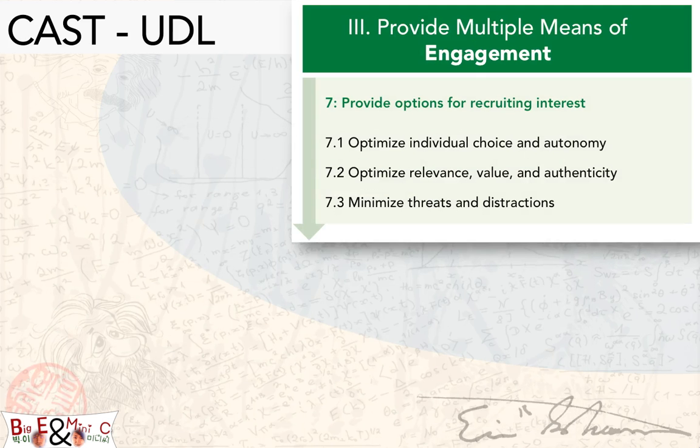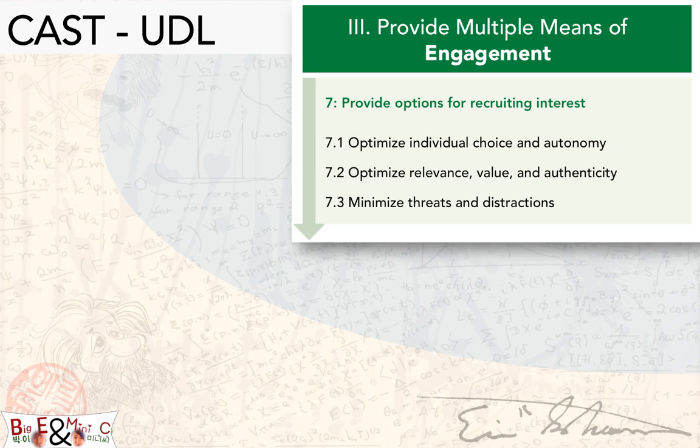Tier 3 provides multiple means of engagement: provide options for recruiting interest, optimize individual choice and autonomy, optimize relevance, value, and authenticity, minimize threats and distractions. This is another area that aligns very nicely with the flipped classroom. Even as a younger teacher, I don't think I can fully connect with how relevant and how potent digital media is to our students. Using the visual medium, students may be able to connect to the content much more readily than if it were in a typical textbook.